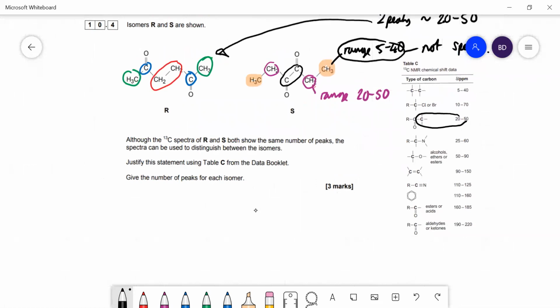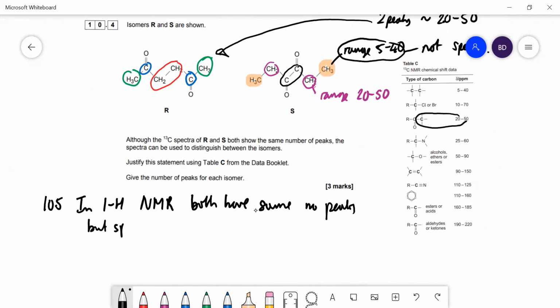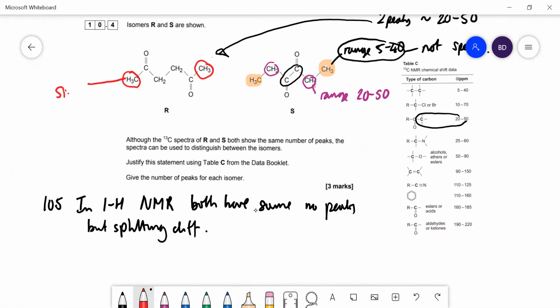Okay, so 10.5 says in the 1H NMR spectrum, they both have the same number of peaks, but the splitting is different. Give the splitting. Now this is a little bit tricky, because first of all, you're going to think they're both going to have 2 peaks in the 1H spectrum, aren't they? So this one is going to have this red. Those two are the same, red. Now, what's the splitting of them? That's going to be a singlet, because the carbon next door doesn't have any hydrogens on it.